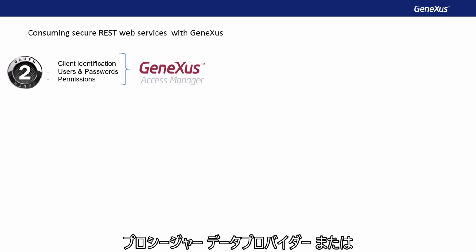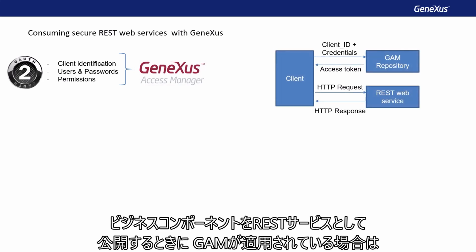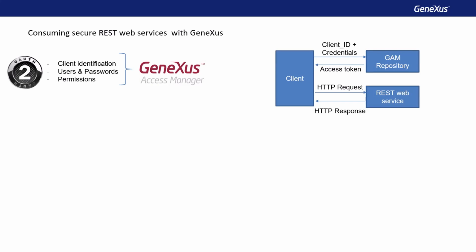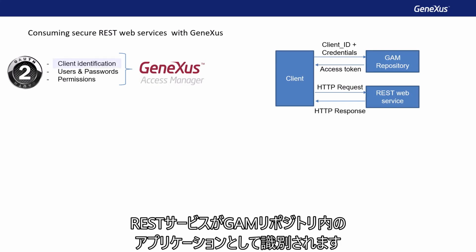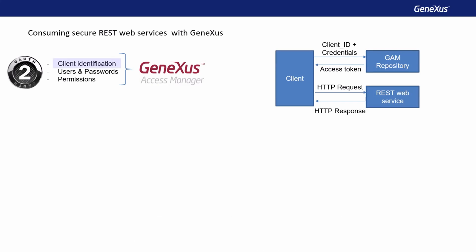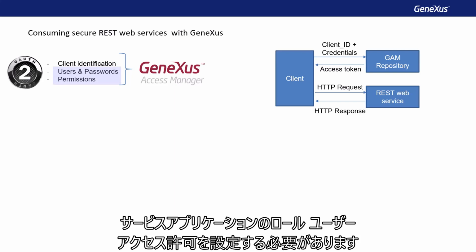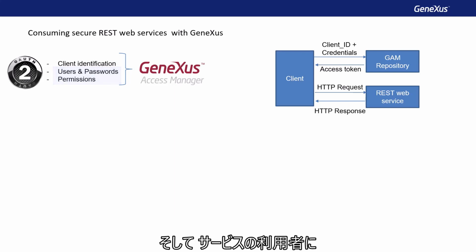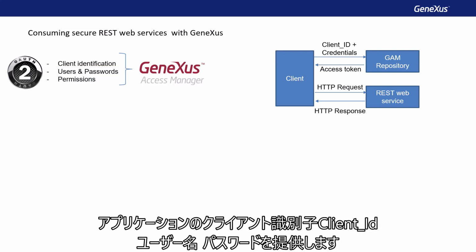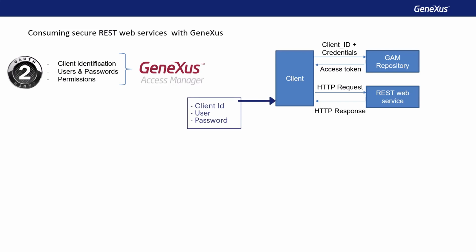When we expose a procedure, a data provider, or a business component as a REST service, if GAM is applied, the REST service is identified as an application within the GAM repository. To give access to the service, we must configure the roles, users, and permissions of the service application, and then provide the client identifier, client ID, of the application, username, and password to the consumer of the service.